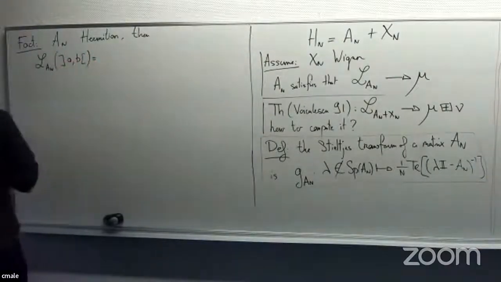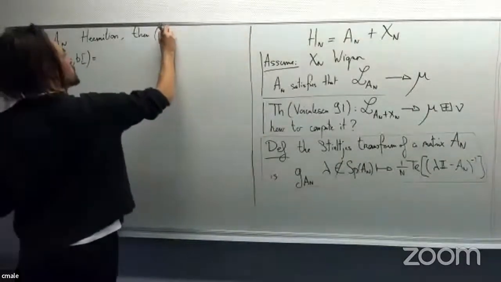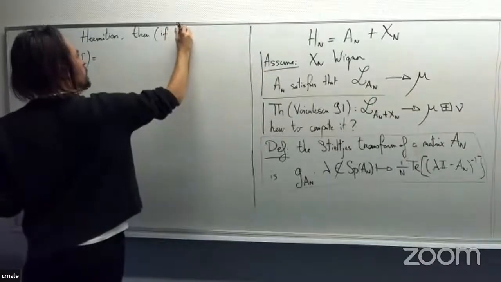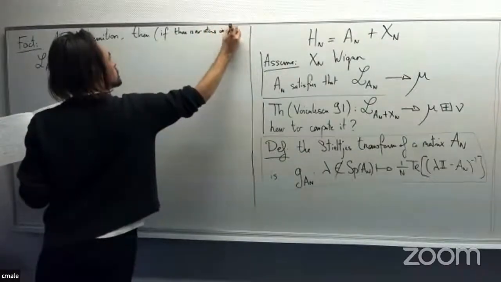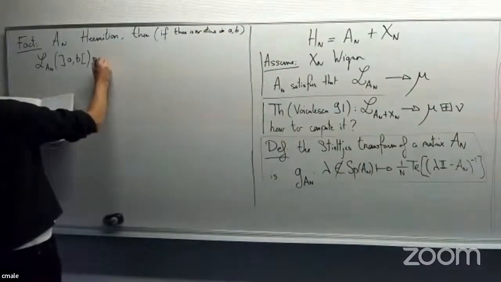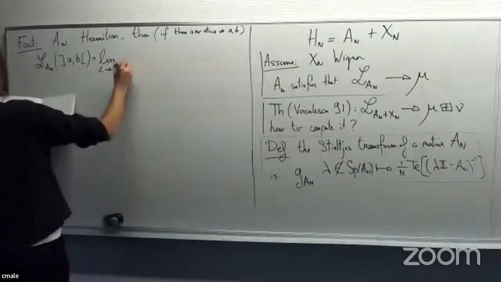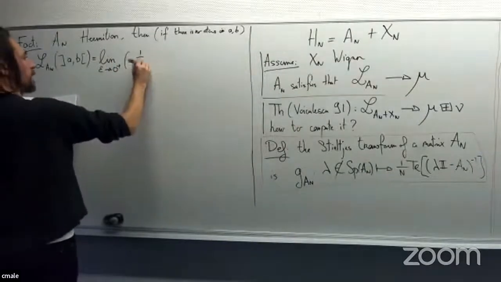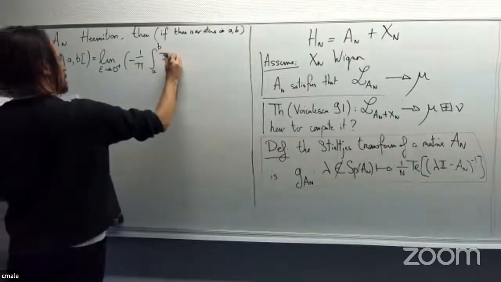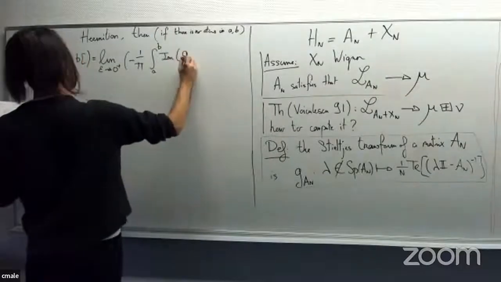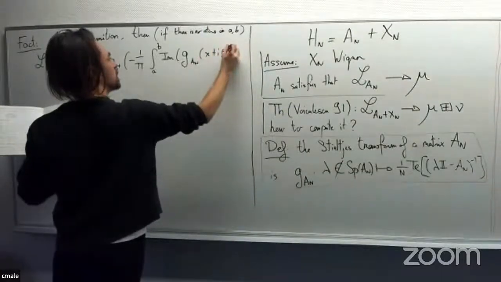Let me assume for simplicity that there is no atom. Then this guy is just a limit, when a small parameter epsilon converges to 0, of minus 1 over pi times the integral of the imaginary part of the Stieltjes transform of A_N at x plus i epsilon.